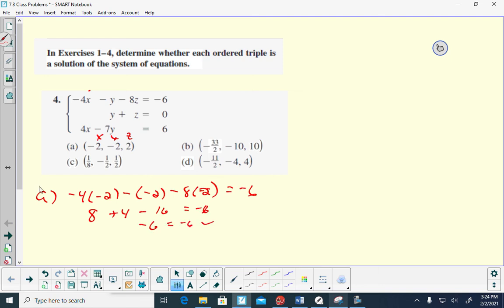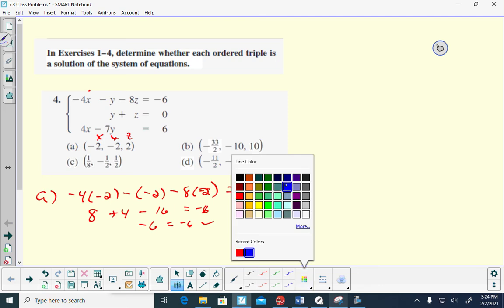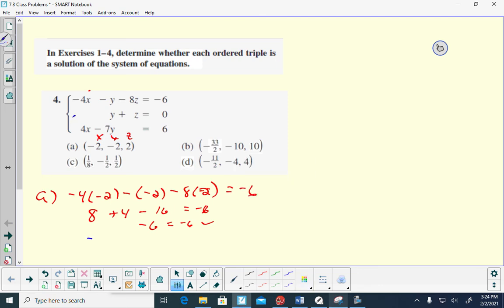The second equation, I'll switch colors for the second equation. The second equation is y, which is negative 2, plus z, which is 2. I'm trying to see if that equals 0. 0 is equal to 0, so that one checks.